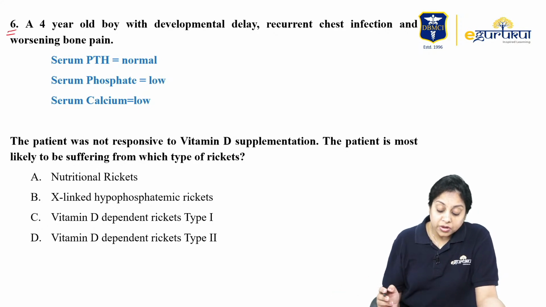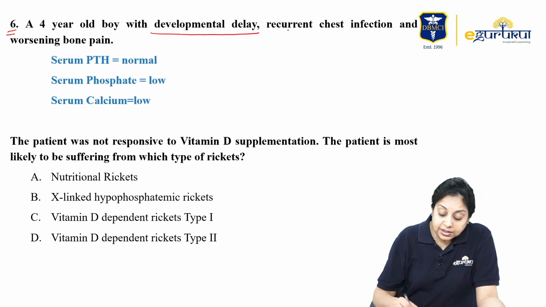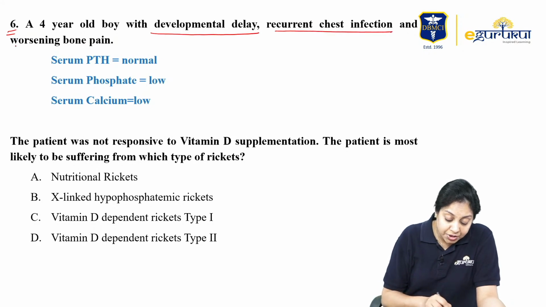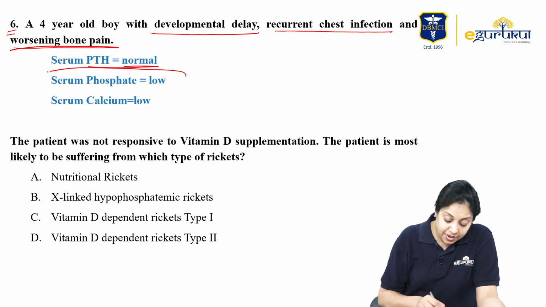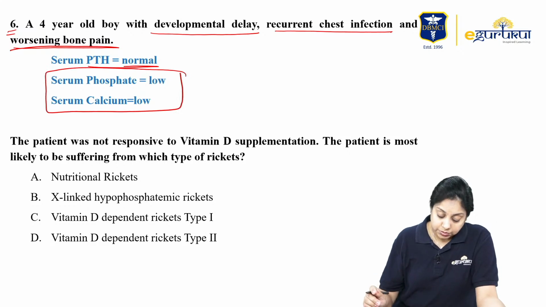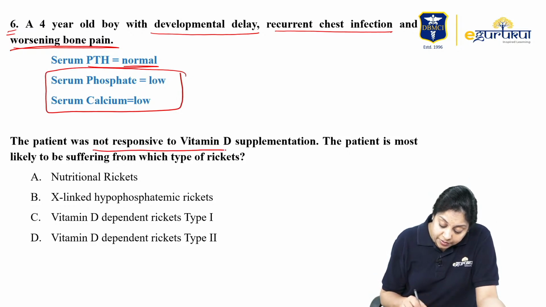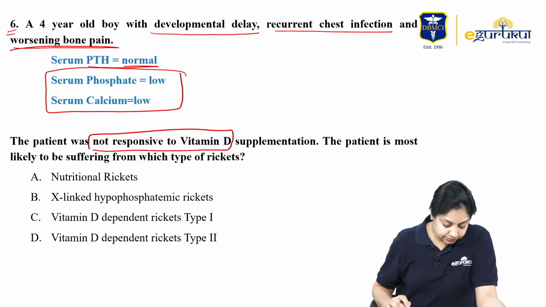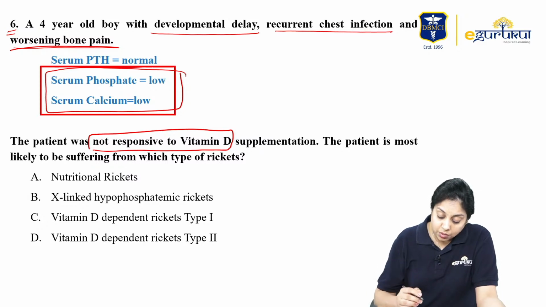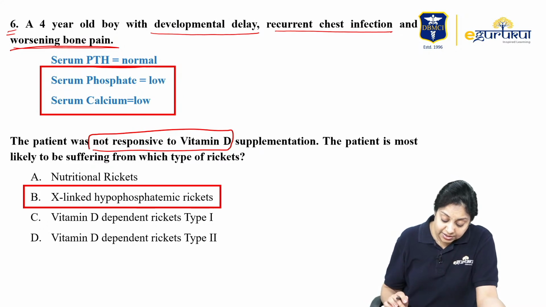A 4-year-old boy with developmental delay, recurrent chest infection and worsening bone pain. PTH level is normal, but the calcium and phosphate levels are low, and the patient is also not responsive to vitamin D supplementation. What kind of rickets is it? Serum phosphate is low, calcium is low, not responsive to vitamin D. It is none other than X-linked hypophosphatemic rickets.